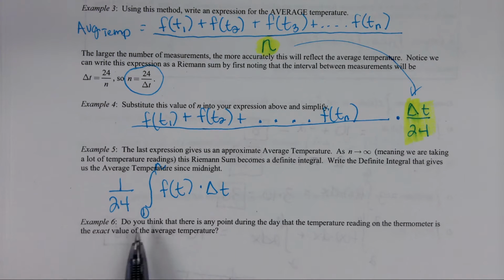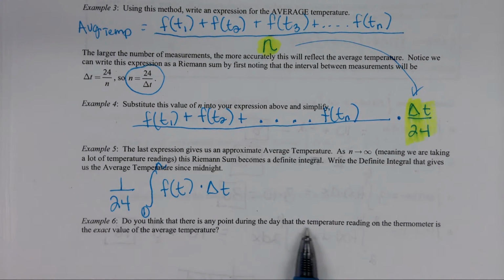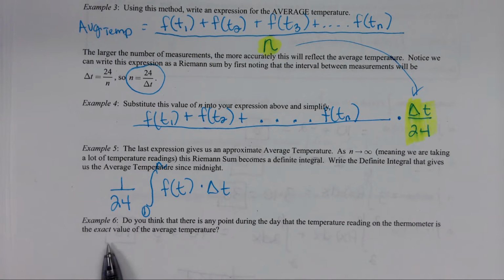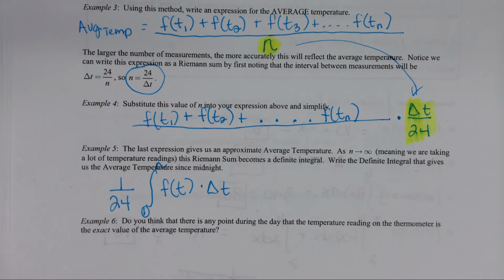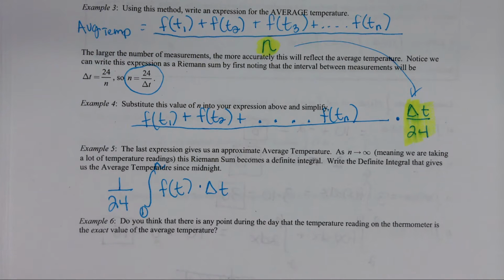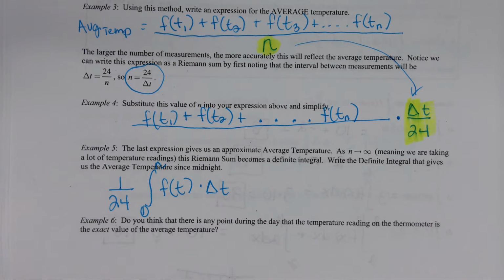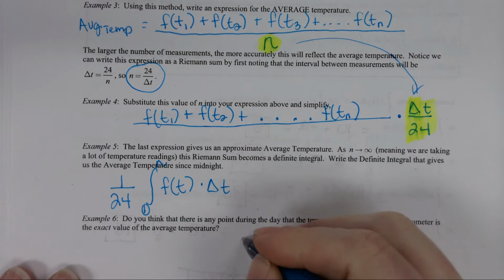Do you think that there is any point during the day that the temperature reading on the thermometer is the exact value of the average temperature then? Sure. Average value theorem. Wouldn't it have to? It's kind of like the mean value theorem. It's like if it's hitting all those average temperatures, even if it was in between two, think about temperature. You don't just go from 70 to 75. It doesn't just hop up. I mean, it has to go through all those other points to do this. So we're going to say yes.